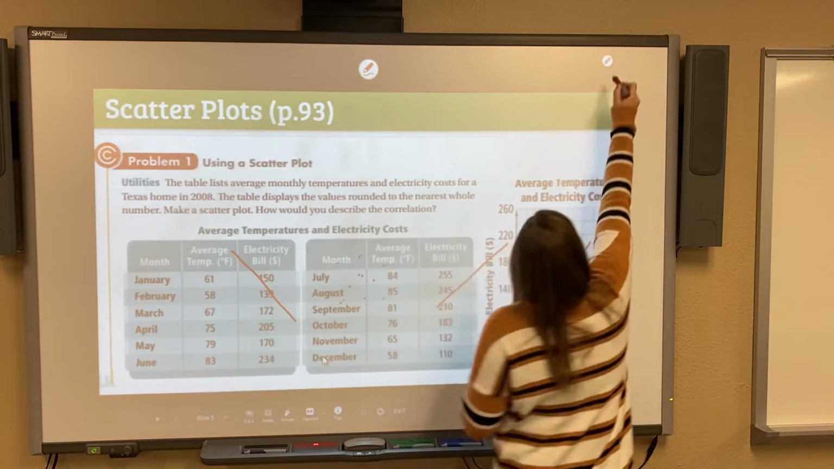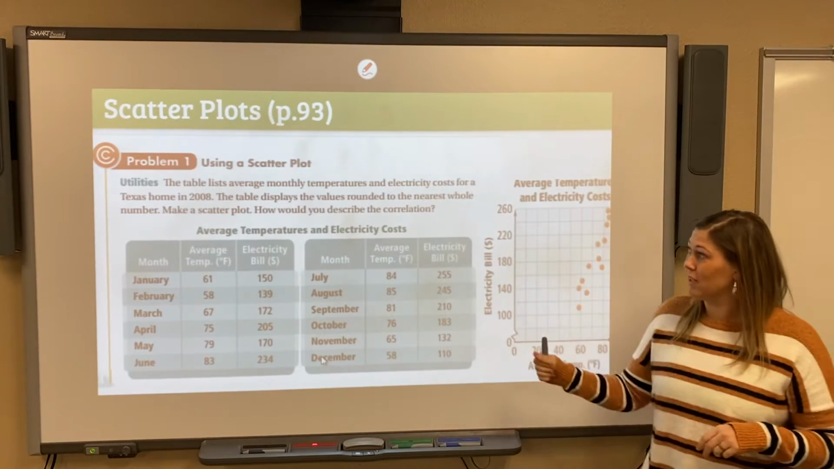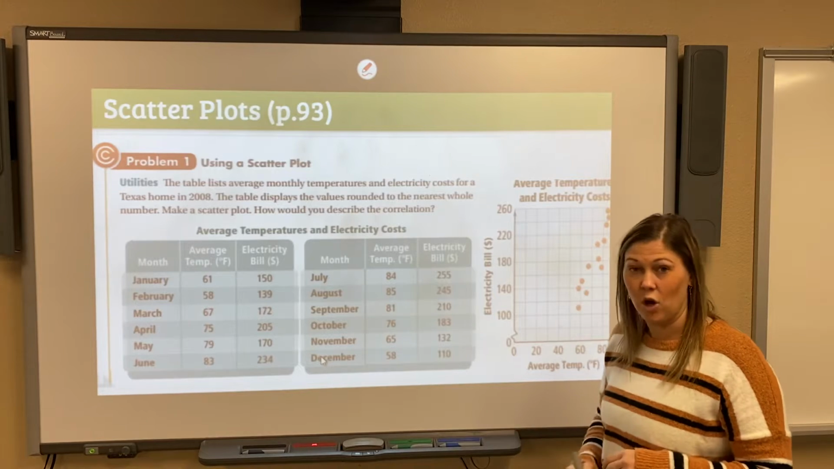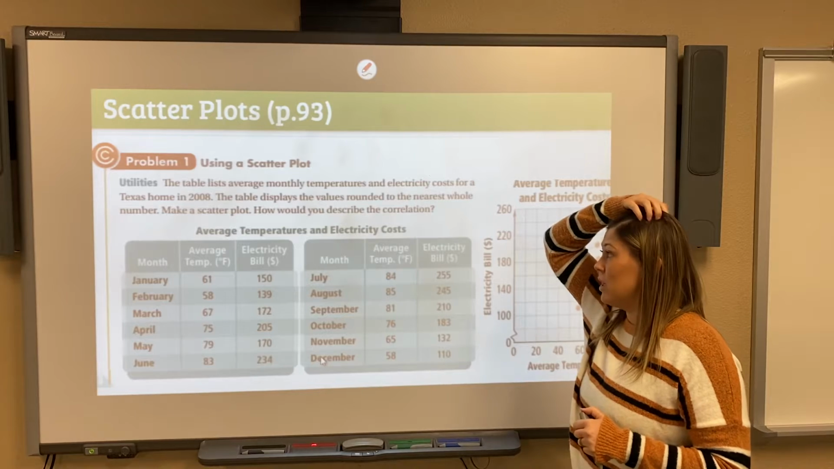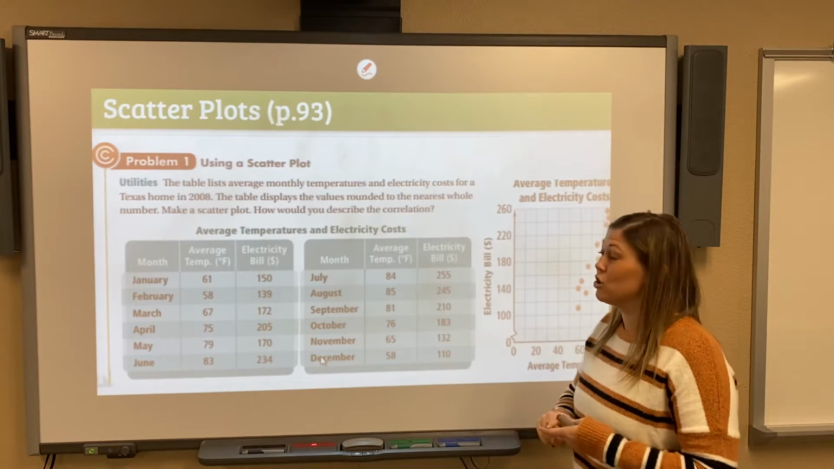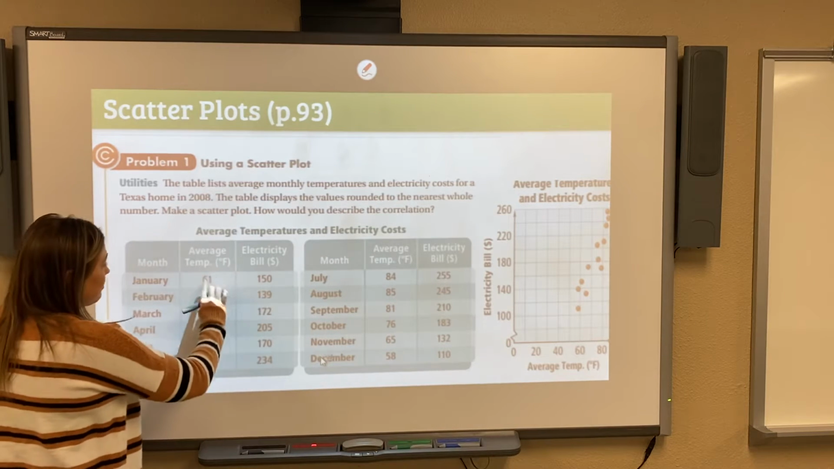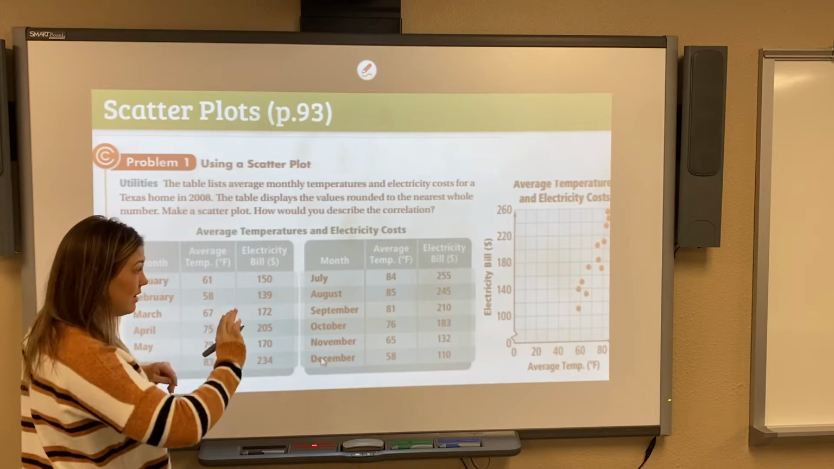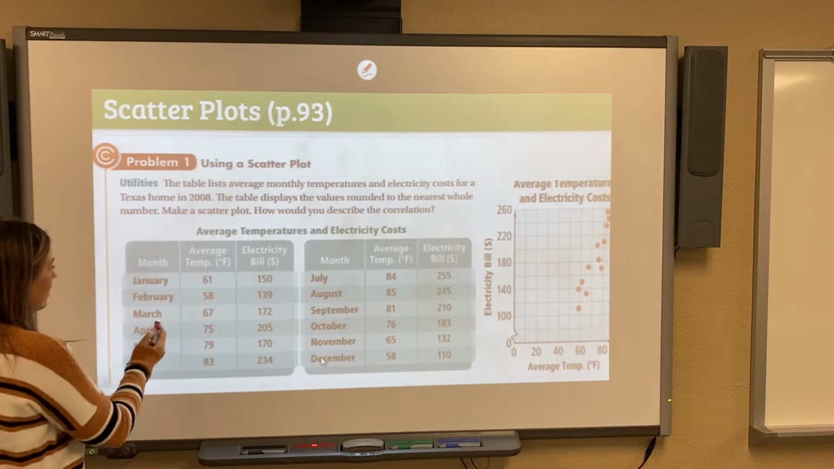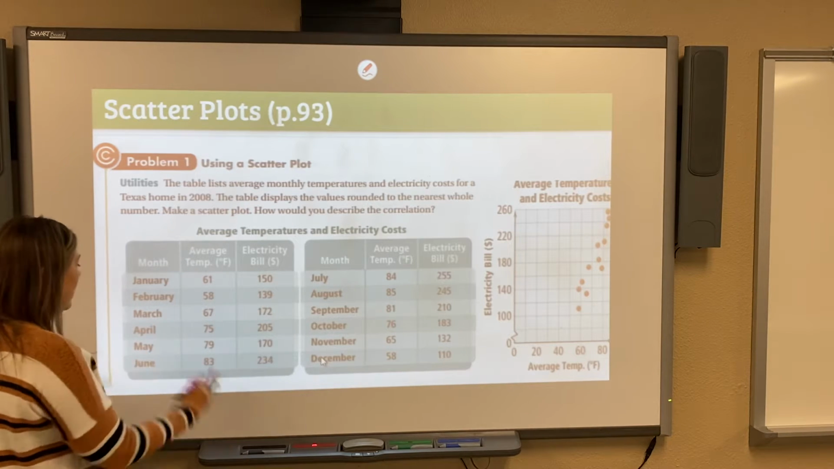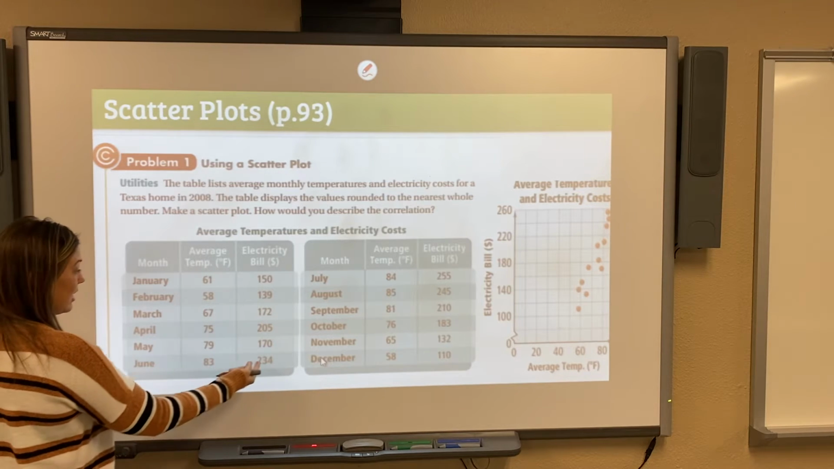So let's talk about how we can relate this to a real world application. This table lists average monthly temperatures and electricity costs for a Texas home in 2008. The table displays the values rounded to the nearest whole number, and we're going to make a scatter plot and then describe the correlation. In January the average temp is 61 degrees in Texas, and the electricity bill is about 150 that month. February is 58, 139, March 67, 172. Let's go down to June, where it's 83 and 234.